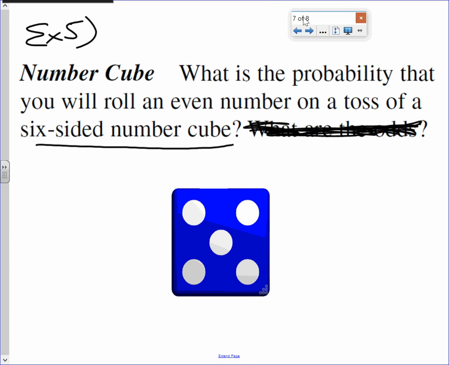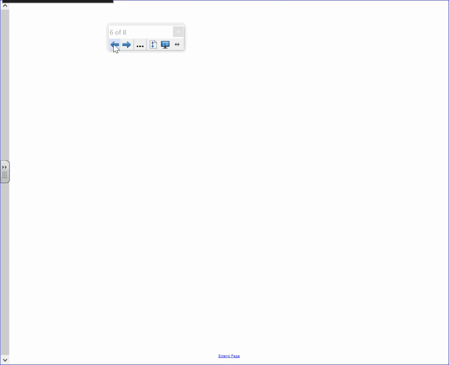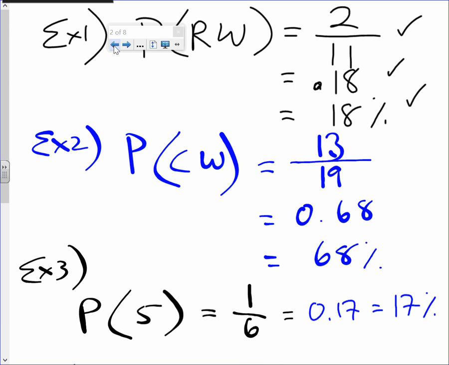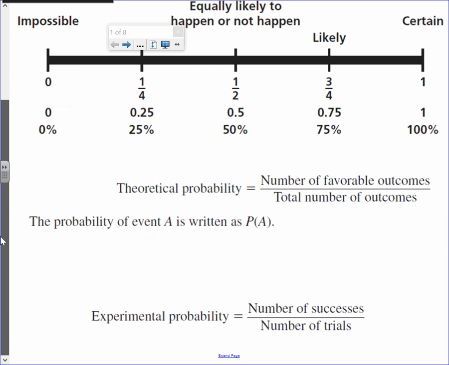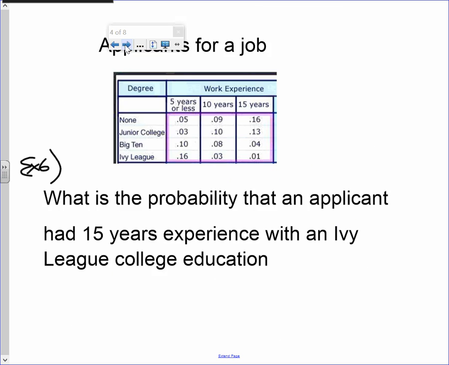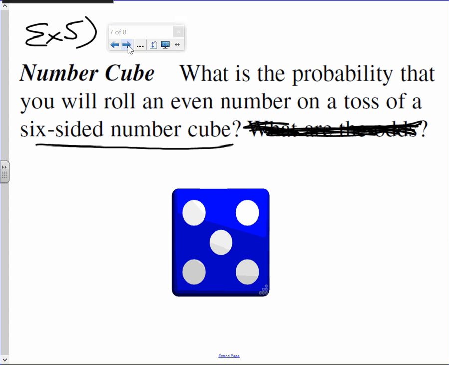I introduced you to two formulas yesterday on your notes, if you recall. One was theoretical probability, the first one, and the second was experimental. Theoretical just has to do with the thought experiment in our mind. We don't have to do anything. We just have to think about what's the probability of something occurring. Experimental is when you actually do the thing and record your trials and the successes, like we did yesterday. Remember the table? So on example 5, is this a theoretical situation or an experimental one?